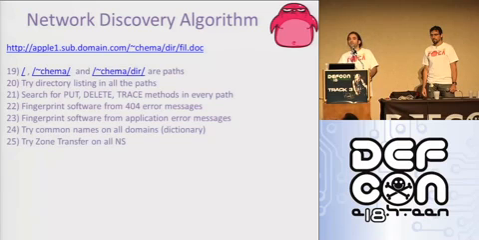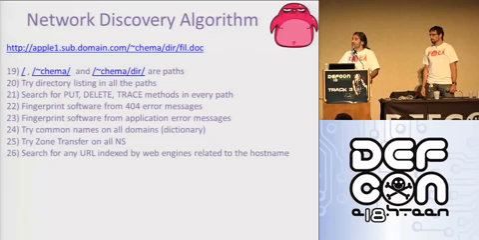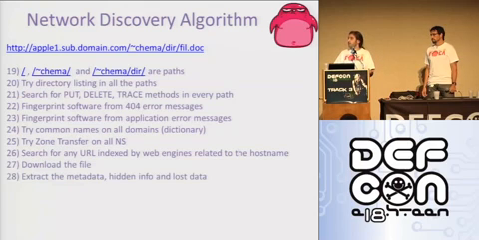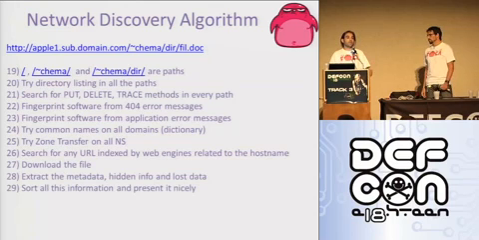We can try the zone transfer, and we can search for any URL indexed on Google related to this host name and do the same. And of course, then we can try to download the files, extract the metadata, hidden info and lost data, and sort all this information in a nice way.